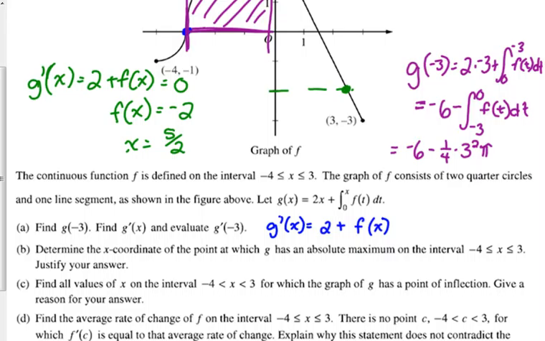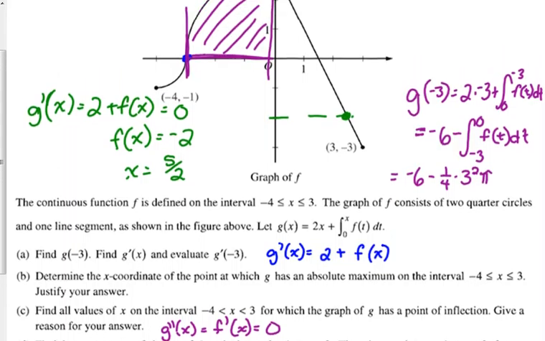Well, we have the first derivative. So the second derivative of g would be what? 0 plus f prime. The second derivative of g is f prime. So we want to know where that equals 0. Yes, but since we don't have a function, we don't really have to worry about it being undefined. Well, at negative 3 there would be a vertical tangent line.